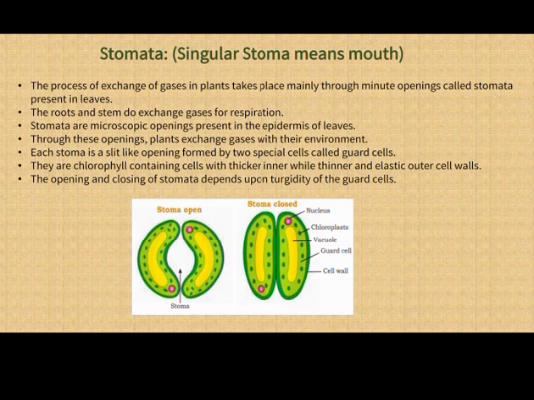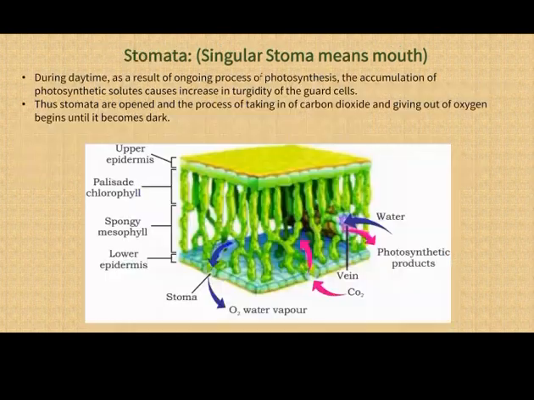They are chlorophyll containing cells, and you can see that the diagram is labeled with the chloroplast, and they also contain a nucleus, a large vacuole, and a cell wall. They have a thicker inner wall and a thinner, elastic outer wall. The opening and closing of stomata depends on the turgidity of the guard cells. During daytime they become more turgid, so they become bean shaped and the stoma opens, while at night time they become elongated and close the stoma.